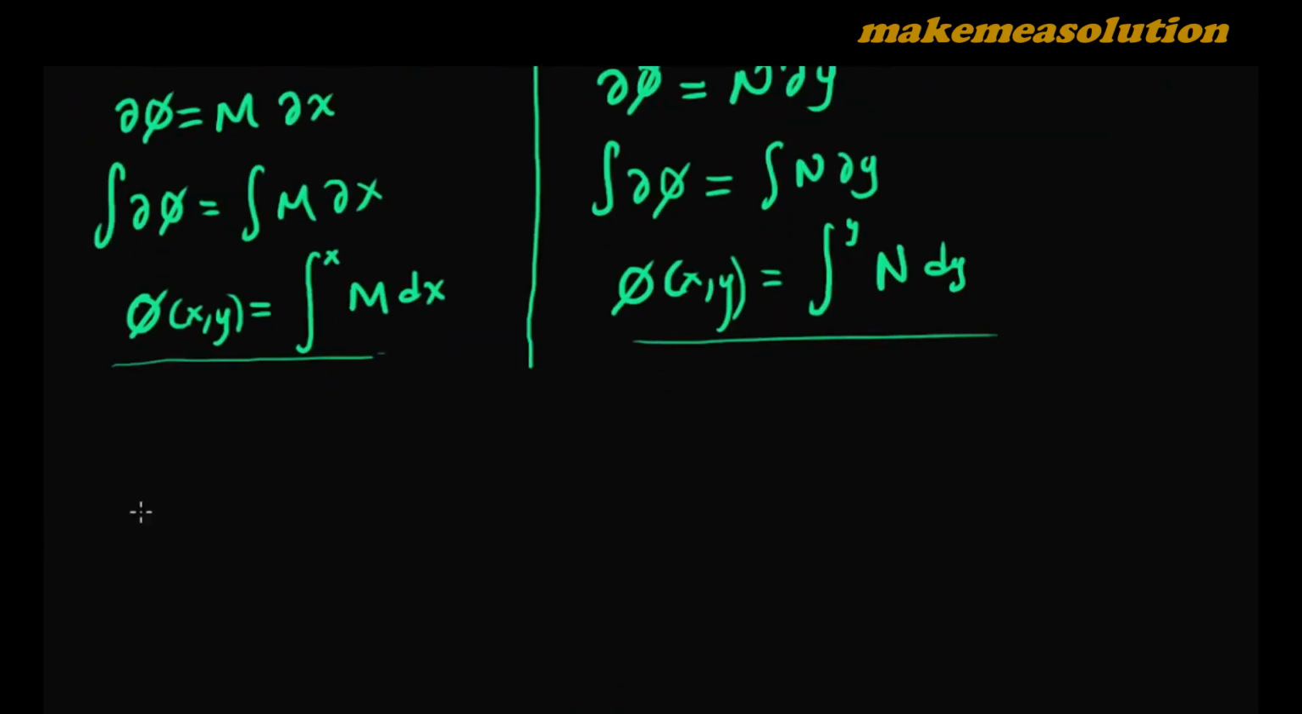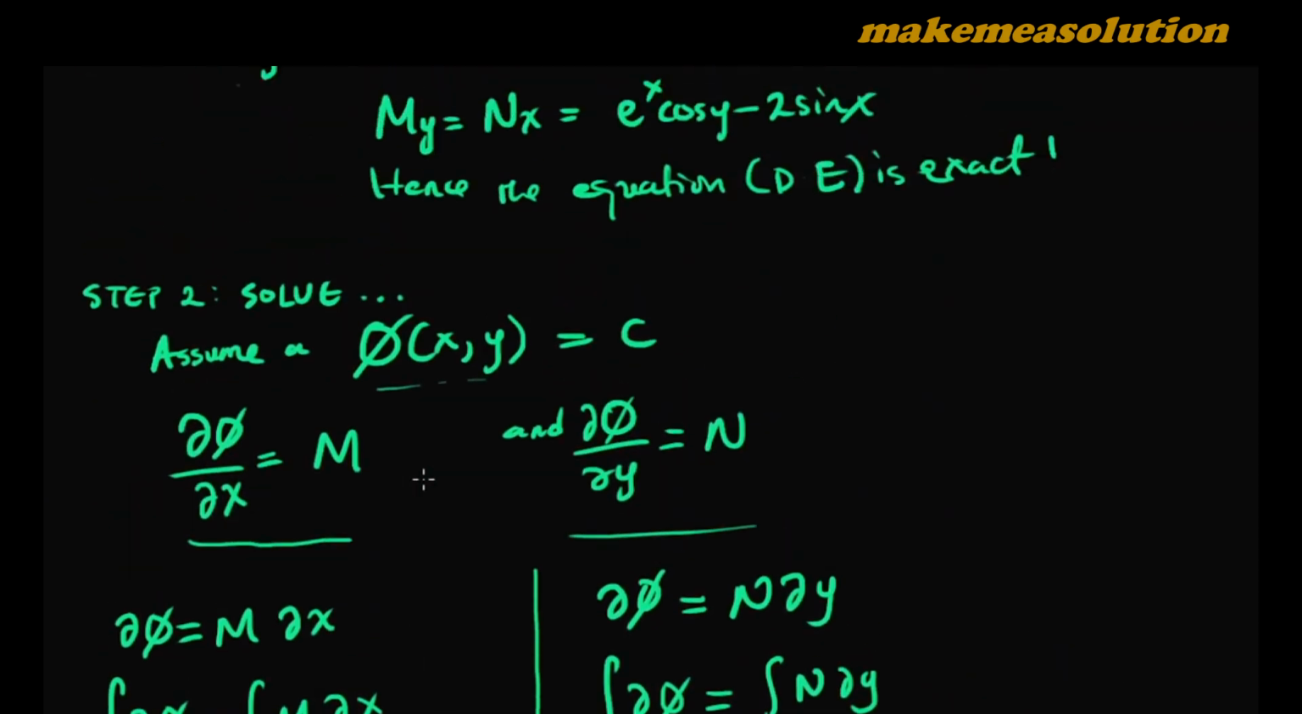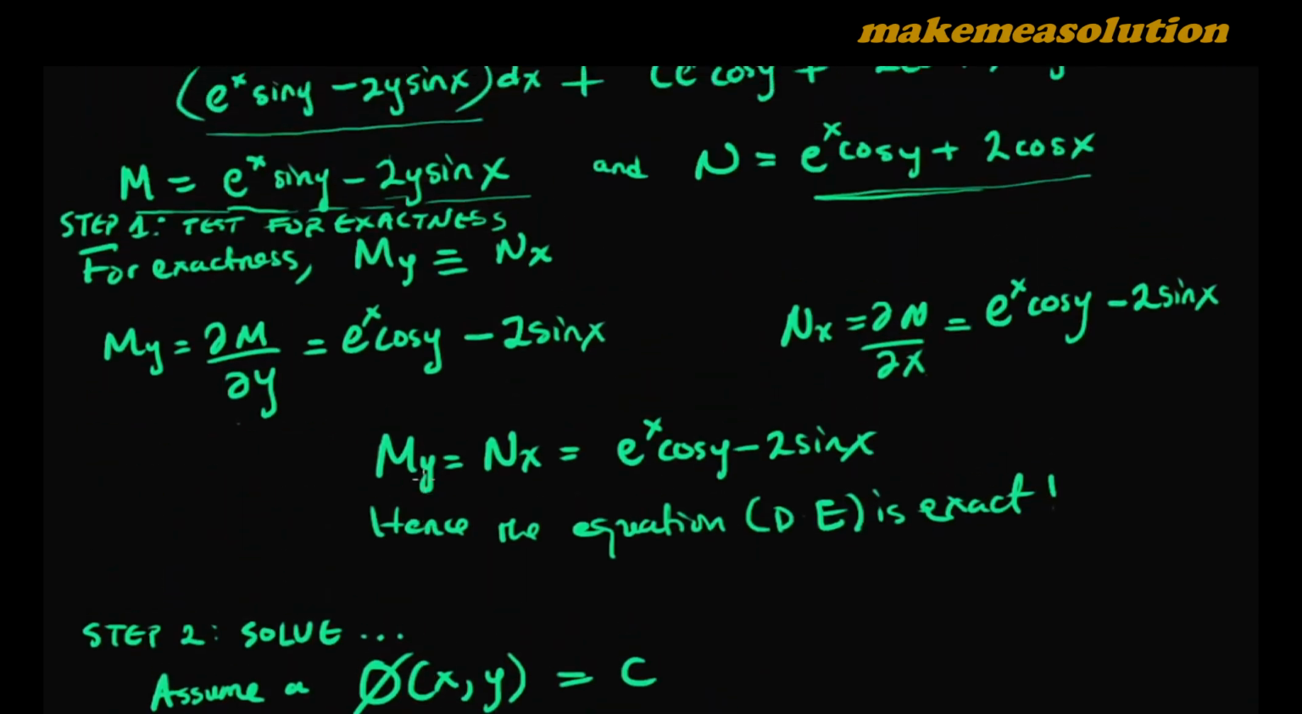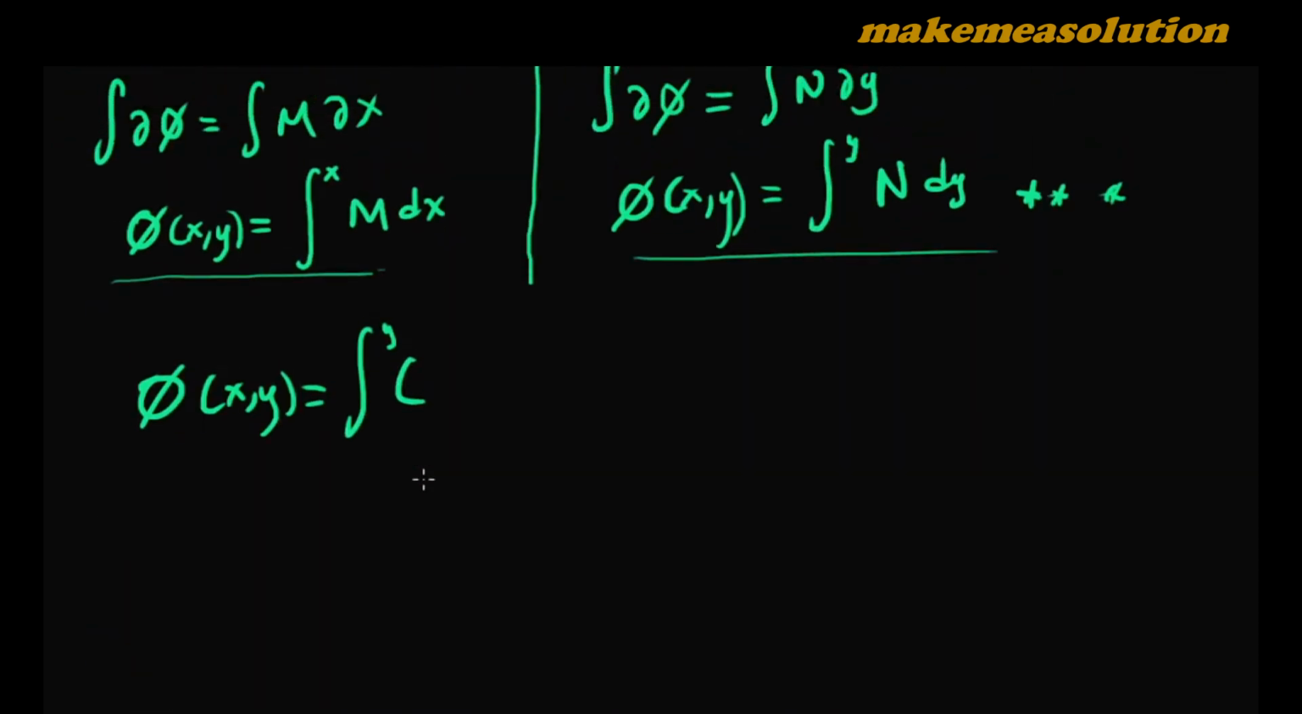Let me show you how I'm going to do that. So I want to use n over here to determine phi of x. Remember, you can use the integral of m with respect to x partially, or the integral of n with respect to y partially, to determine phi of x. Whichever one you want to choose, no problem. So I want to choose n in this case, and phi is equal to the integral with respect to y of n, which is exponential x cos y plus 2 cos x. So I'm integrating partially with respect to y.